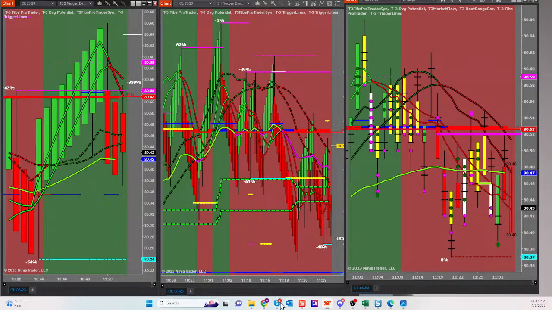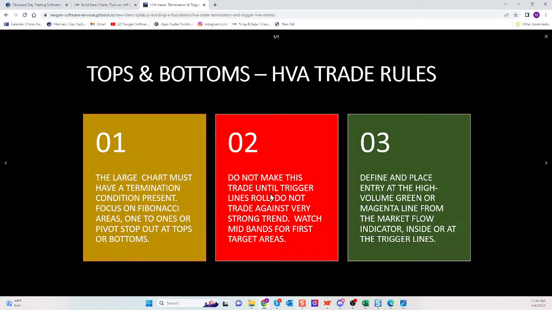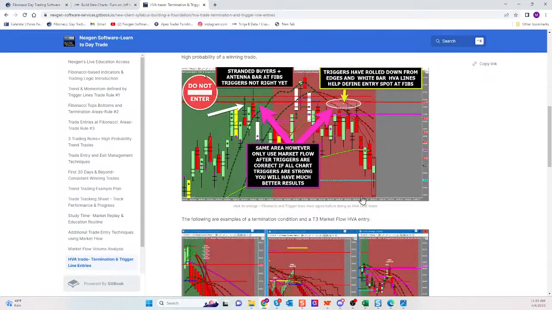And then once you have the termination condition, you have to be patient. You have to wait for your small chart triggers to roll. So termination conditions you got from the high probability trend trade, right? Understanding trigger lines when they're in favor of the trade, you understand from the high probability trend trade. And then you're going to define your entry at the high volume area line, either magenta or green, that is inside or at the trigger lines. So there's a very definite set of rules.